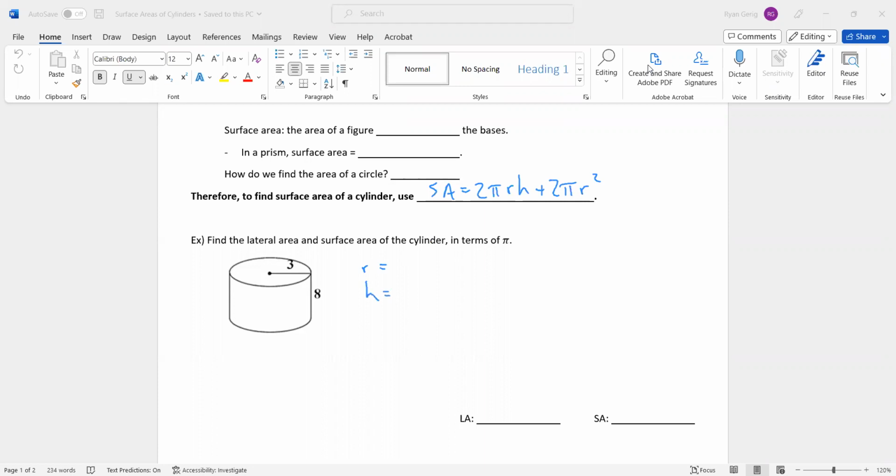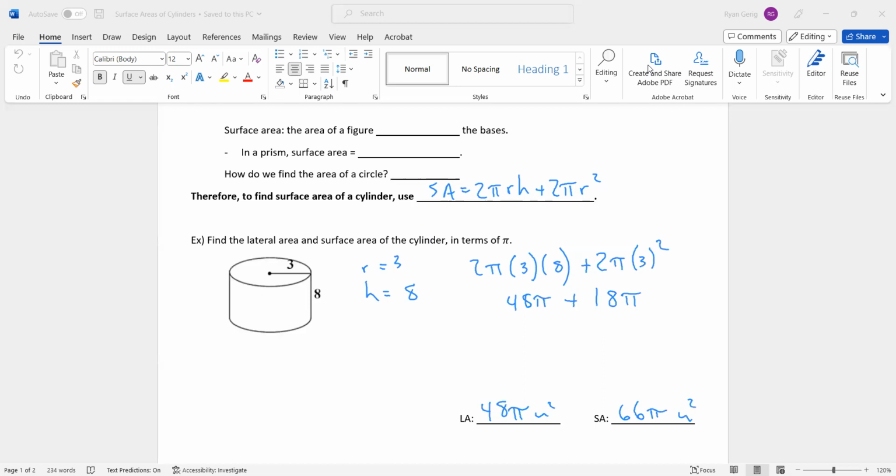Well, this one I made pretty easy for you. The radius is 3 and the height is 8. Just plug them into the right spots. The lateral area is 2 pi radius height. So 3 times 8 is 24, times 2 is 48 pi units squared. The surface area is just taking the lateral area and then adding 2 pi r squared, which is 3 squared. So I've got 48 pi here. We already figured that out. Plus 3 squared is 9. 9 times 2 is 18 pi. So 48 plus 18 is 66 pi units squared.